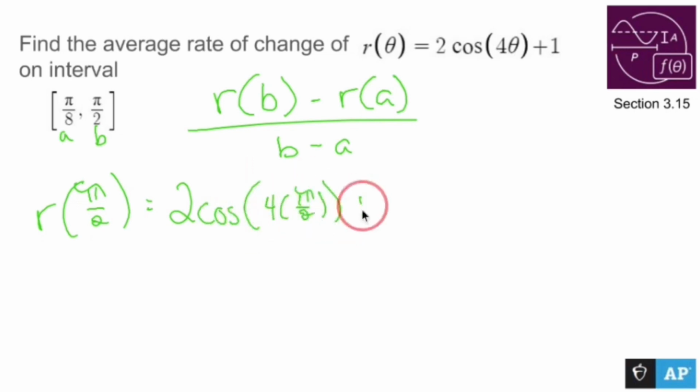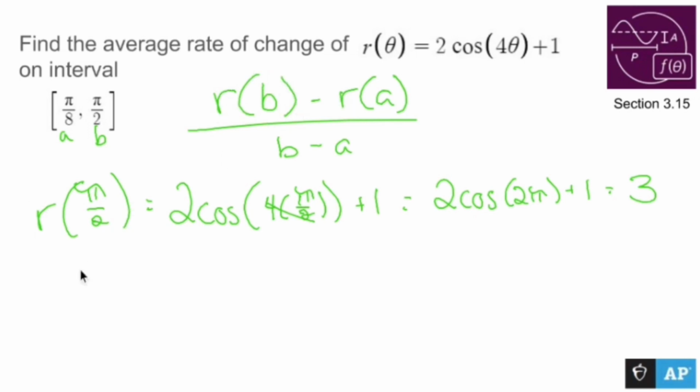R of pi over 2 is going to be 2 cos 4 times pi over 2. Simplify that in a minute, plus 1. 2 cos 4 times pi over 2 is going to be 2 pi. So 2 cos 2 pi plus 1. The cosine of 2 pi is 1. So 2 times 1 plus 1 is 3. So this guy is going to end up being the number 3, no big deal.